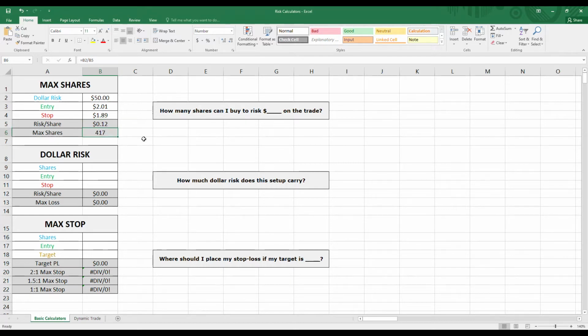and then it's going to give us the max share size. So if this is my situation, this is the trade I'm considering, and this is the amount I want to risk, this 417 shares is the maximum I can take in order to only be risking $50.